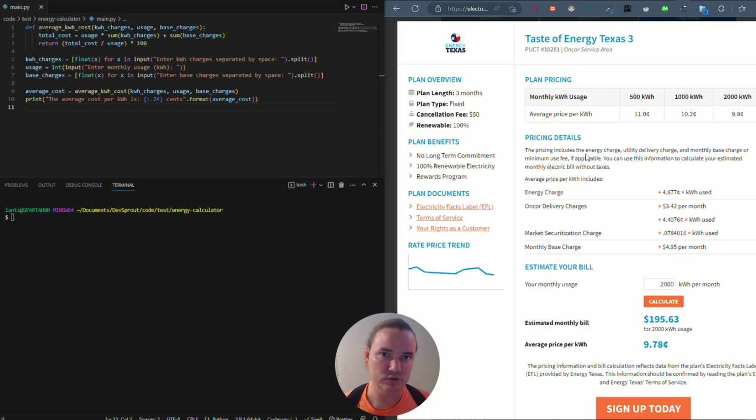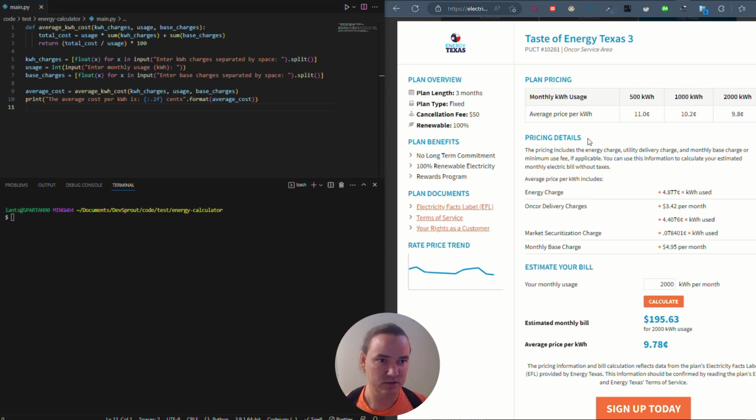We can use it real quick to compare it against this company, Energy Texas. They have their own cool little calculator here, but the problem with this calculator is it's only using these numbers, so you couldn't go to another. These are called EFL. I forget what that stands for, but it's essentially the electricity facts label, and it has information about the prices that you pay, all the different fees that you pay in a month.